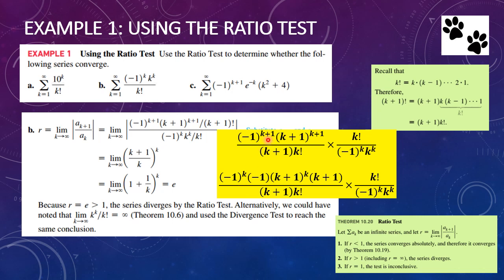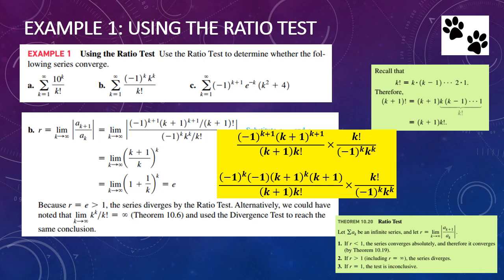So negative 1 to the k plus 1 is negative 1 to the k times negative 1. Okay. And then we have k plus 1 to the k plus 1. So this is k plus 1 to the k times k plus 1. Again, we can combine these by adding the exponents. When you multiply the same base with exponents, you just add the exponents. And then the denominator, we get k plus 1 over k factorial. And then here we have the same thing.